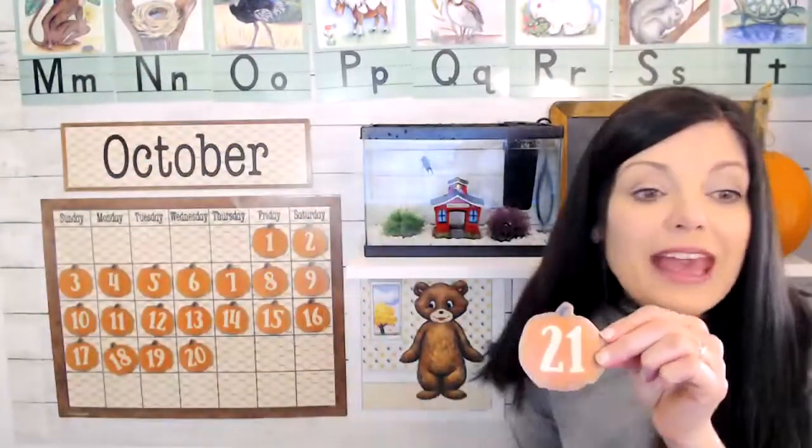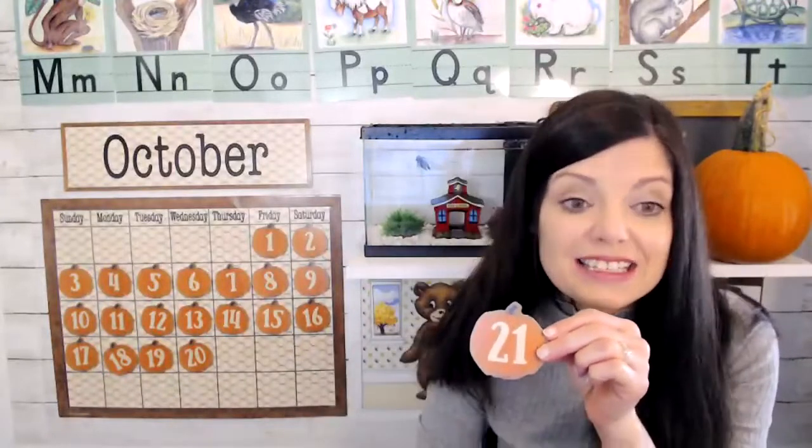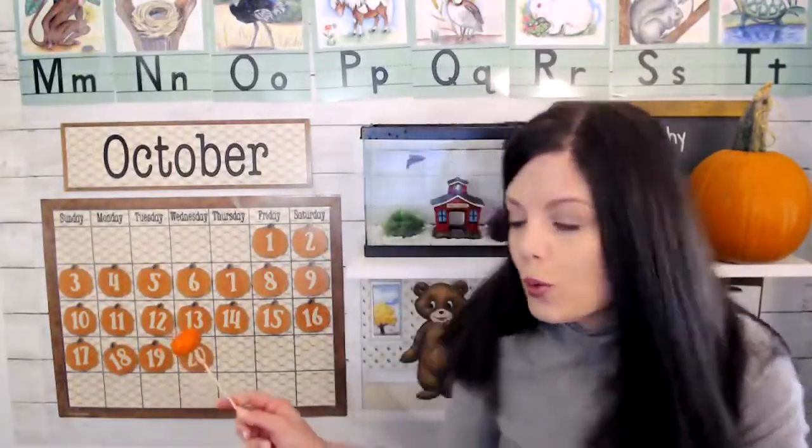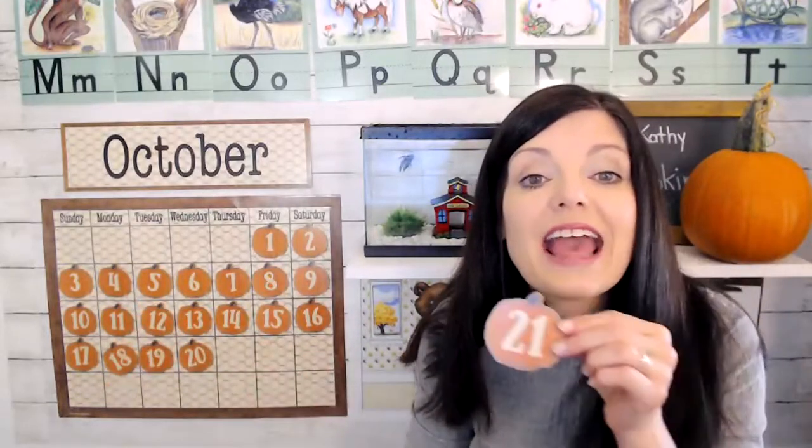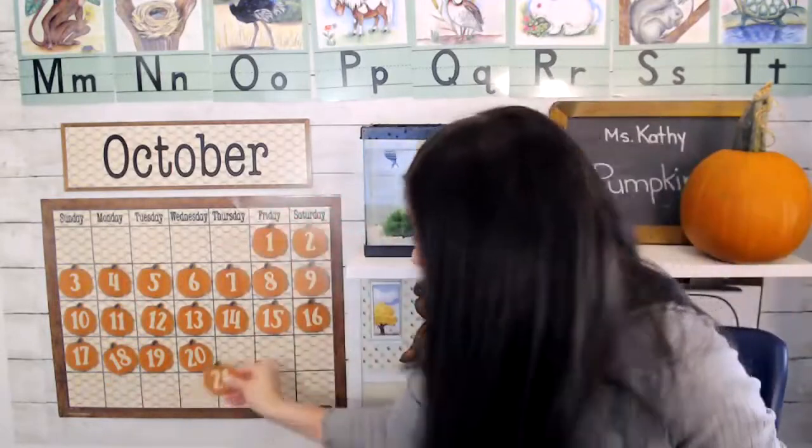1, 2, 3, 4, 5, 6, 7, 8, 9, 10, 11, 12, 13, 14, 15, 16, 17, 18, 19, 20, 21. Now, counting big numbers is easy because all you have to do when you get to 20 is start over and put 20 in the front. 21. Tomorrow will be 22. 23. See, it's easy to count big numbers.